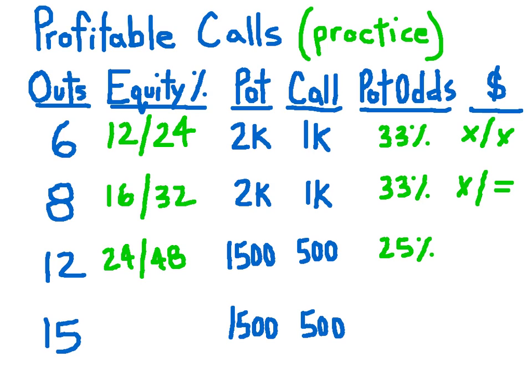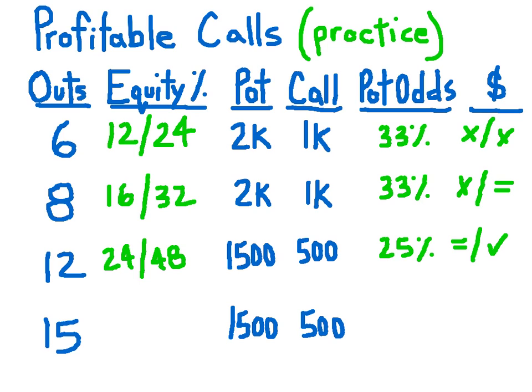It's interesting, with 1 card to come, this call is just about break even. 24% is just slightly less than 25, of course. And with 2 cards to come, it's a clear yes call. Very profitable. You've got 48% equity in the hand, and the pot is laying you 25% odds. Big margin for profit in the long run.